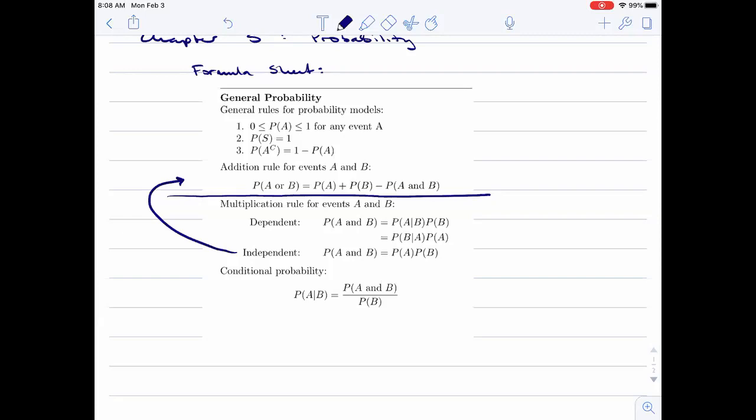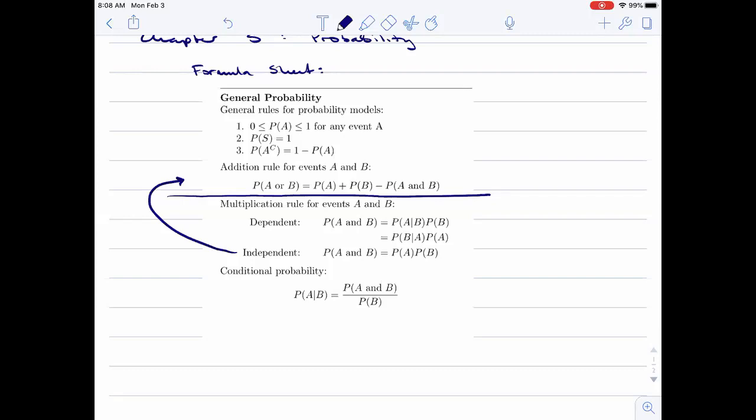And then we talked about, okay, well, if we want to find the probability of A or B, so now we're talking about two events, A and B, right? And so if we want to find the probability of A or B, what we can do is think about the probability of A on its own plus the probability of B on its own.